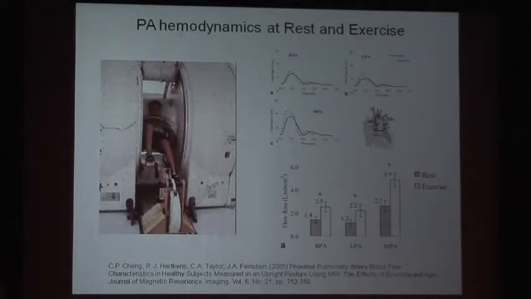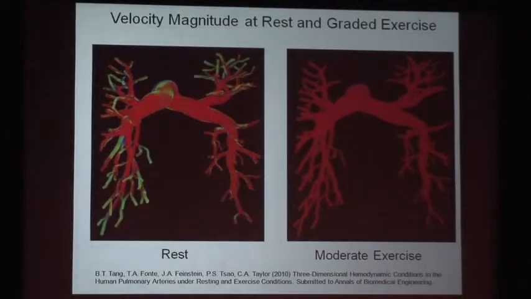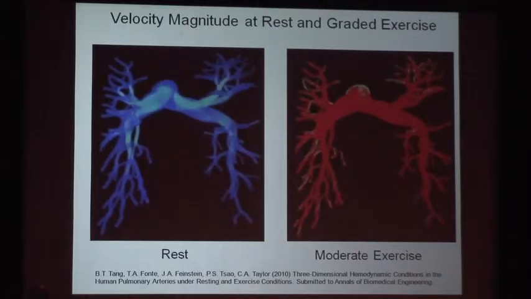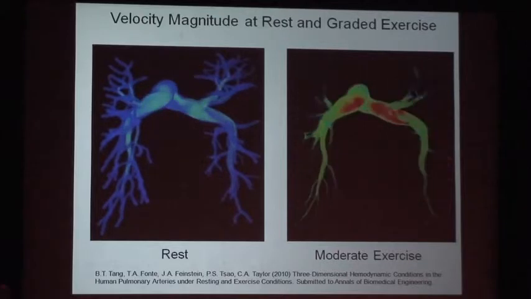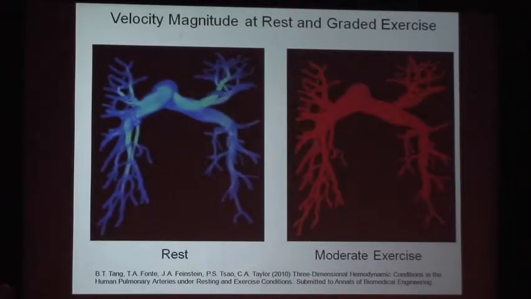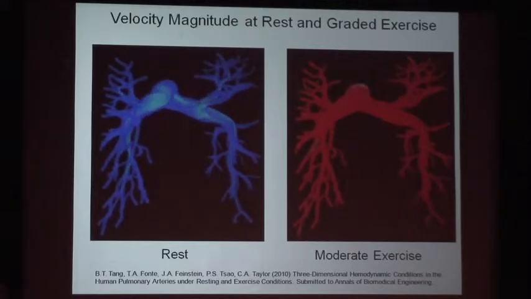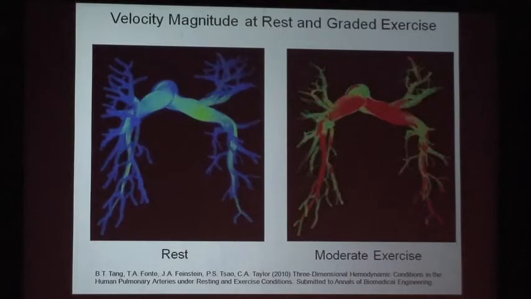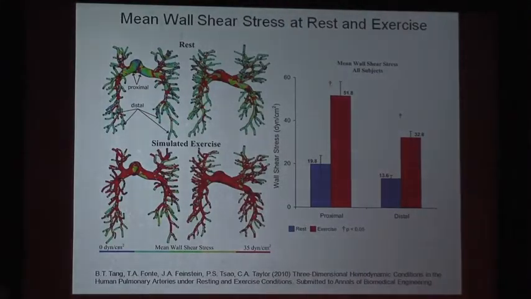So that's what we use for the input boundary conditions, and then here's just a picture of the flow at rest and exercise. To represent the flow velocity patterns, we're just volume rendering the velocity magnitude, the speed field, and it gives us a qualitative picture of what's happening in the different parts of the circulation. Again, it's only a qualitative view at this point. Obviously, we have the velocity and pressure fields that we can compute other things from.